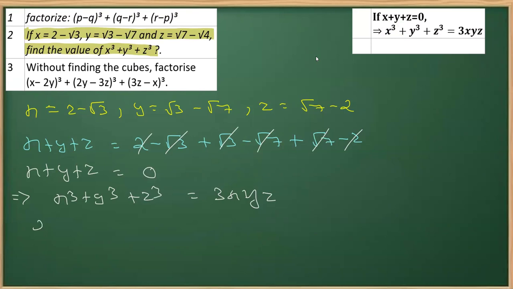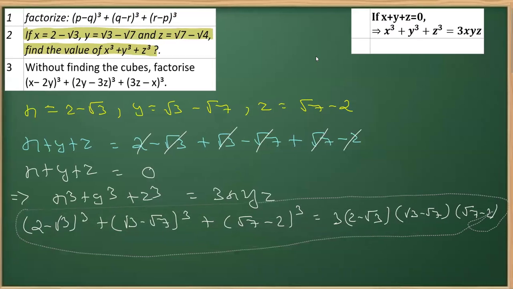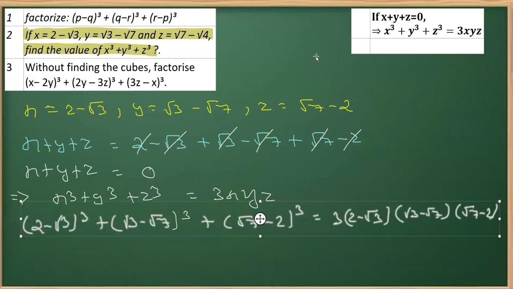Now x, which was 2 minus root 3, cubed, y, which is root 3 minus root 7, cubed, and z, which is root 7 minus 2, cubed, should be equal to 3 times x, which is 2 minus root 3, into y, which is root 3 minus root 7, into z, which is root 7 minus 2. We have to end the answer at this step only because we are not going to expand it further. So this should be our answer.